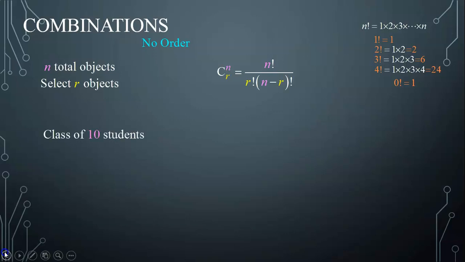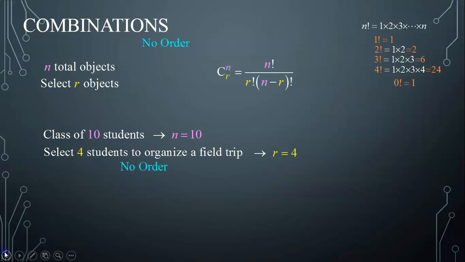Suppose I have a class of 10 students, out of which I need to select 4 students to organize a field trip. Here the total number is n equals 10, and the number of selections is R equals 4. The context here does not include order in selections, as I'm only selecting those students to organize a trip, and it wouldn't matter which one of the students is selected before the other. Then the total number of groups is given by the combinations of 4 out of 10. Using the formula would yield 10 factorial divided by 4 factorial times 6 factorial.